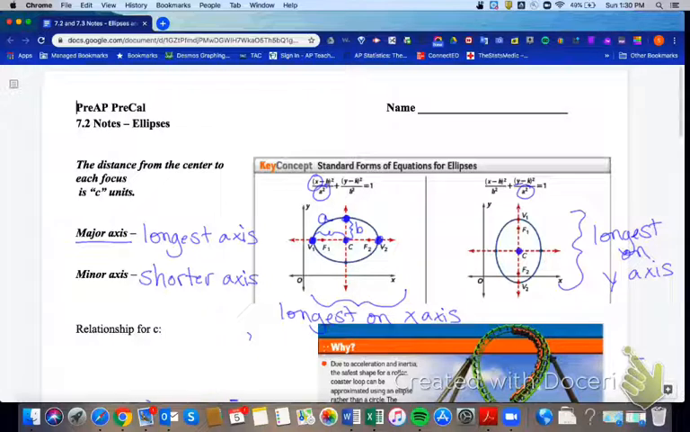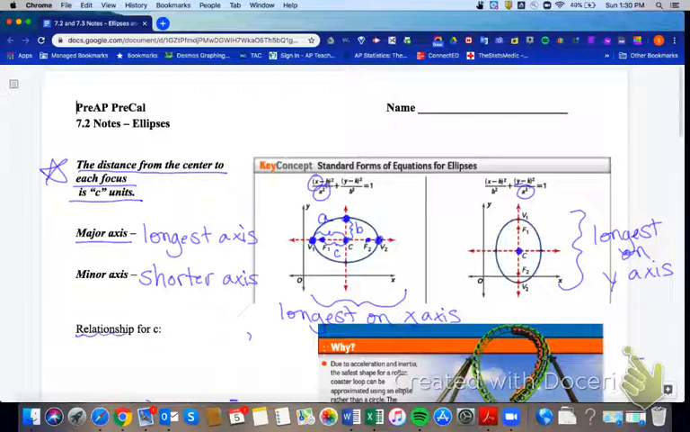Now, there's a focus inside an ellipse. Actually, there's two of them. They are each on the major axis, and they're just in from the vertex a little bit. So you can see here's focus 1, and there's focus 2. The distance from the center out to each focus is c units, right? So the distance from the center to each focus is c units long.